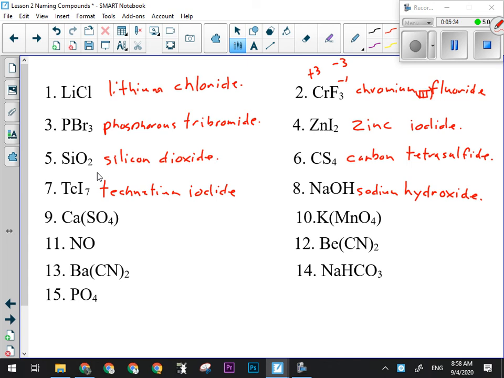For number 9, I've got calcium, and it's with another polyatomic ion, which technically in this one wouldn't need to be in brackets. I only put brackets if I'm going to put a number outside of them, so this one doesn't technically need them. So this is calcium with sulfate. So this will be calcium sulfate.